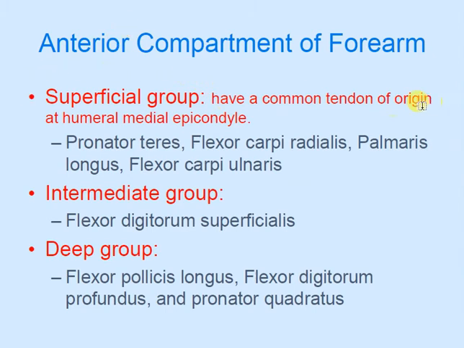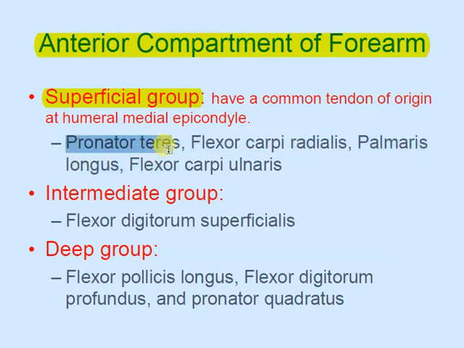Starting with the anterior compartment of the forearm. In the anterior compartment of the forearm, we have the superficial group. The superficial group has a common tendon of origin at the humeral medial epicondyle. The humeral medial epicondyle is the origin of these muscles. We have pronator teres.